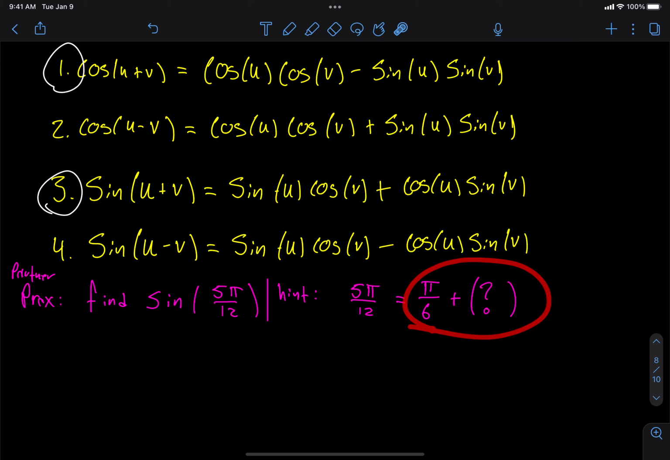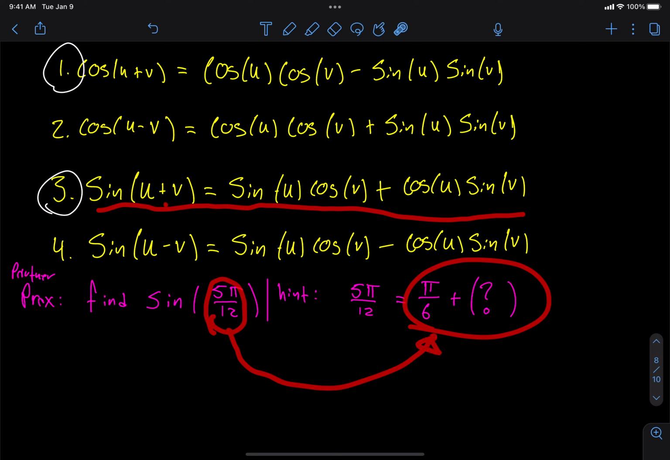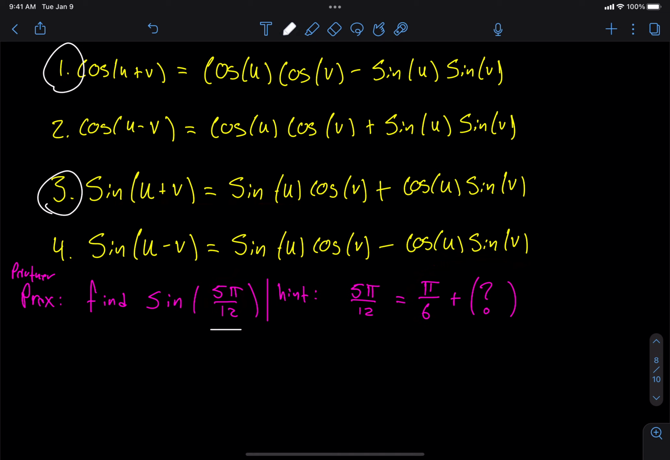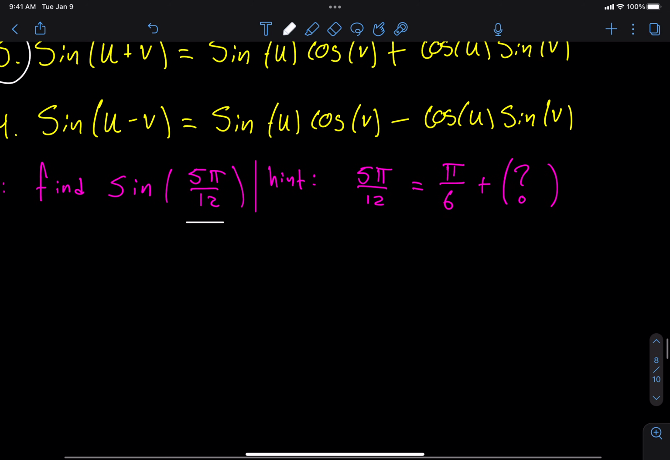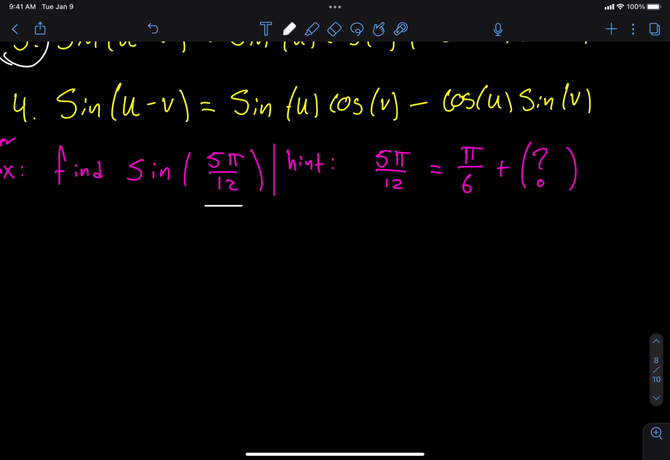then I could use identity number 3. So as long as I can write 5 pi over 12 as the sum of two angles for which I know how to do cosine and sine of those angles, then I will be able to do this new angle by using my regular trigonometry skills plus this identity. Those two tools will be enough for me to get the answer. So the first thing I need to do is express 5 pi over 12 in terms of angles that I know how to do trig functions of. The main ones that I know how to do are pi over 6, pi over 4, and pi over 3, right? Those are the ones I know how to do.